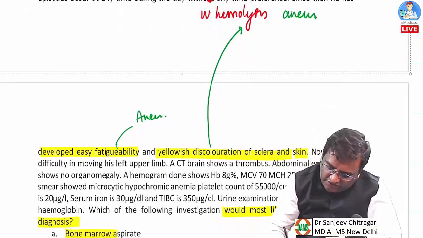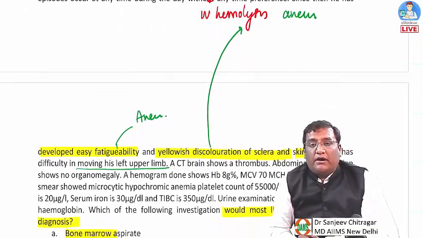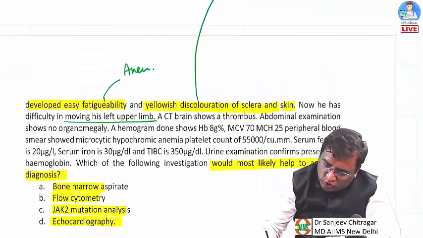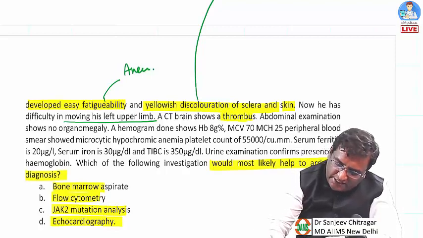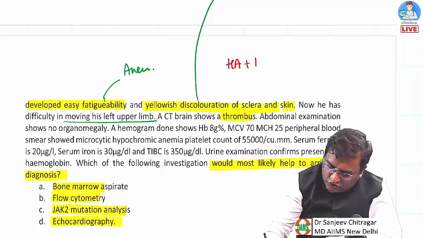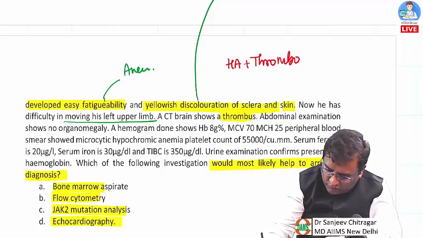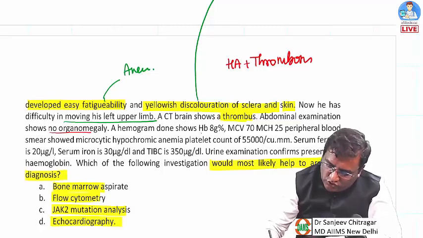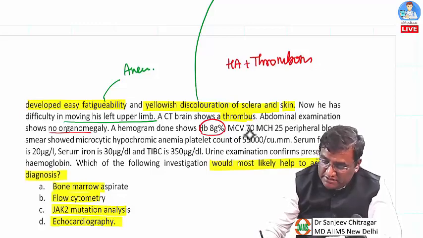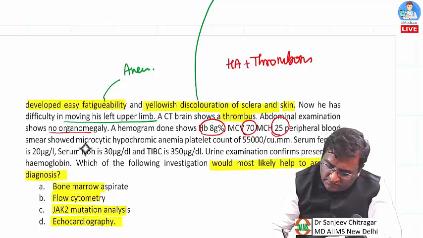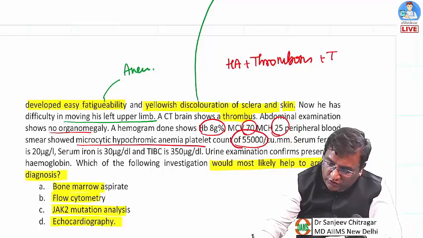Now he has difficulty in moving his left upper limb. CT brain shows a thrombus. So basically intravascular hemolytic anemia plus thrombosis is there. Abdominal examination shows no organomegaly. Hemogram shows hemoglobin 8, as expected anemia is there, MCV is 70, MCH is 25, peripheral smear shows microcytic hypochromic anemia, platelet count is low, thrombocytopenia is there.